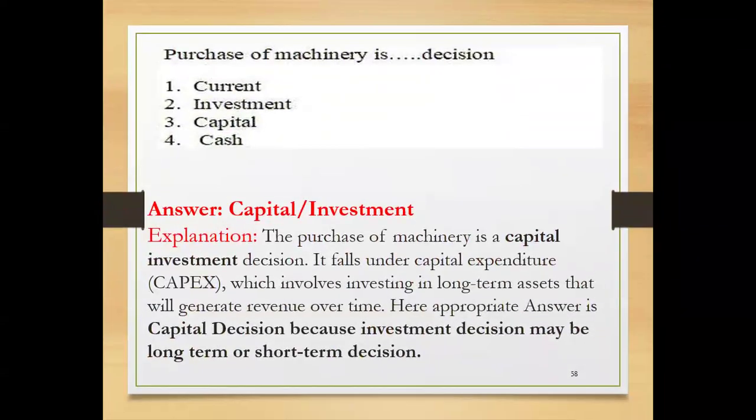Then purchase of machinery is dash decision, current investment, capital or cash. In my opinion, here this is the purchase of machinery capital investment decisions. It falls under the capital expenditure, which involves investing in long-term assets that will generate revenue over period. But here appropriate answer is, out of four options, capital decision, because investment decision may be long term or short term. So here the capital decision is the correct answer for this.